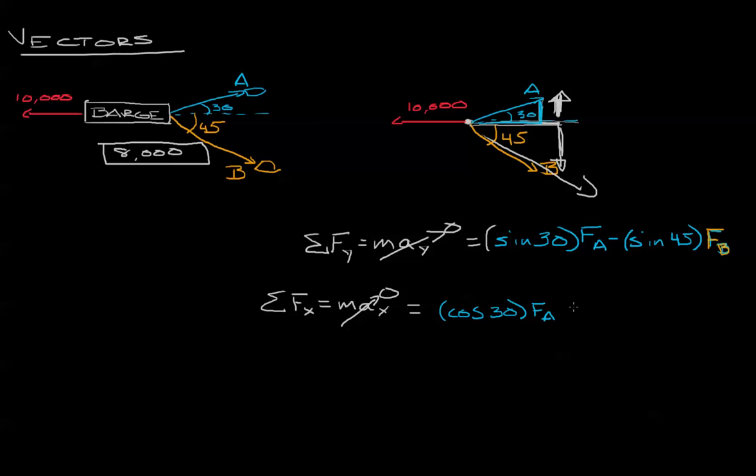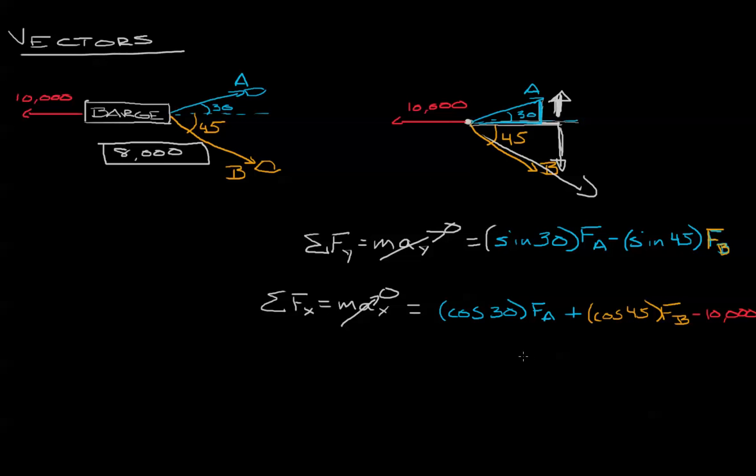Now in this case, we're going to add the contribution from force B. Force B is going to be the cosine of 45, so cosine of 45 times force B. And then finally, our final force is minus 10,000. Now something really important here. I want to make sure that none of you thought that when we summed our forces, it's going to somehow equal 10,000, because it doesn't. The 10,000 is a drag force, and that gets included here.